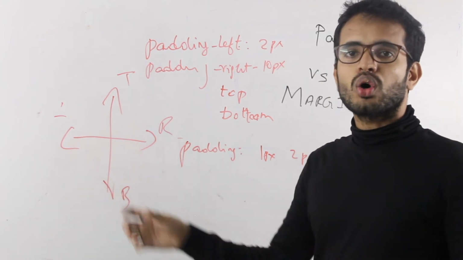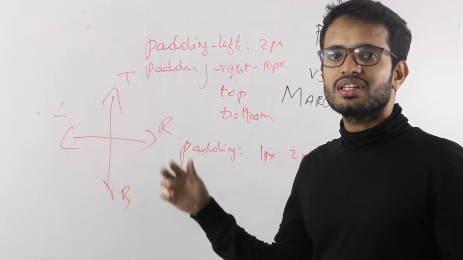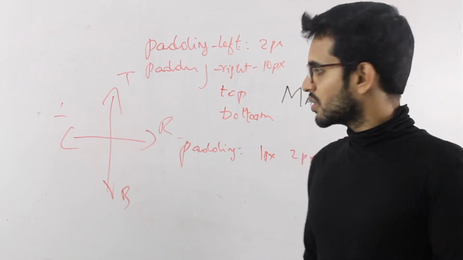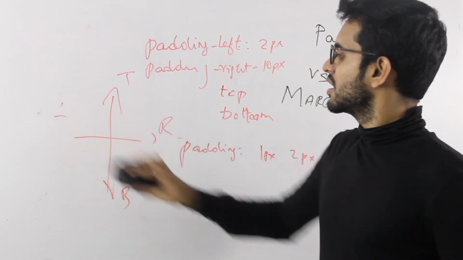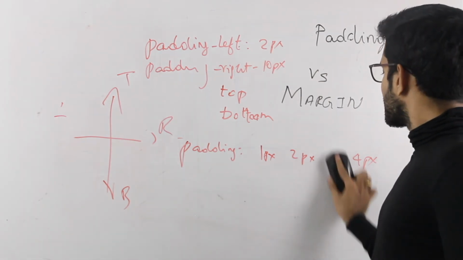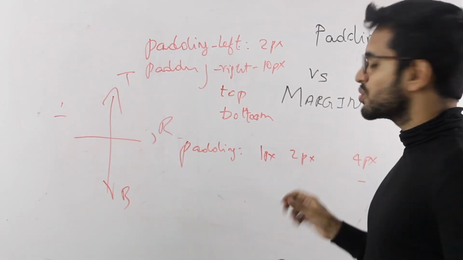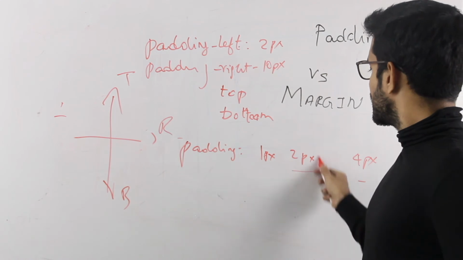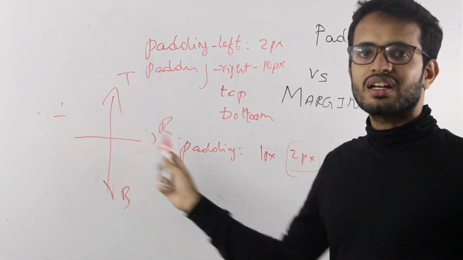What if left and right are of the same length? We don't need to specify the same thing again and again. So you could write with 3 things: 1 pixel, 2 pixel, you don't need the 3 pixel. Because this would mean it is referring to both left and right.